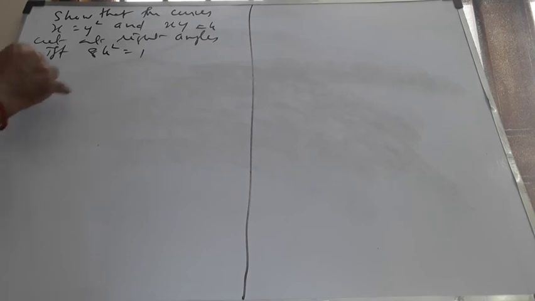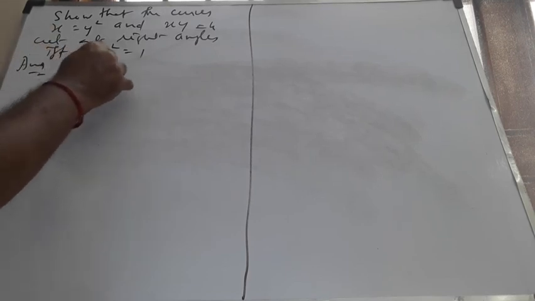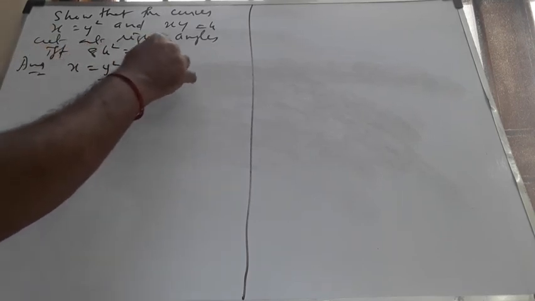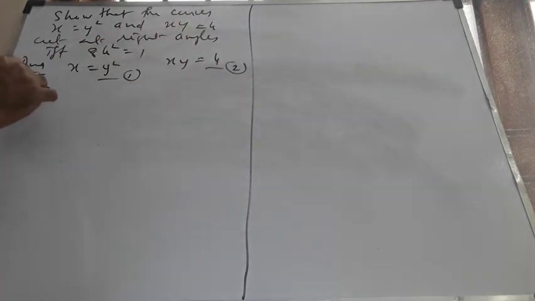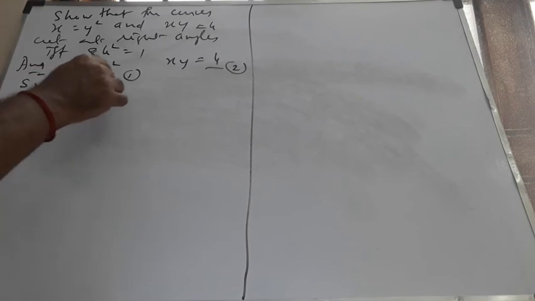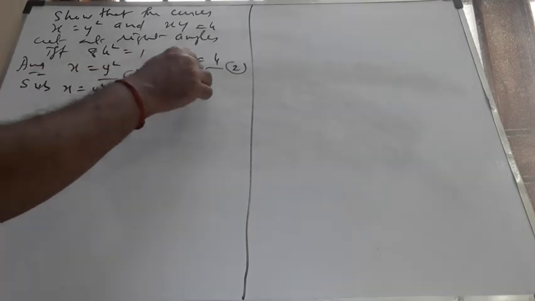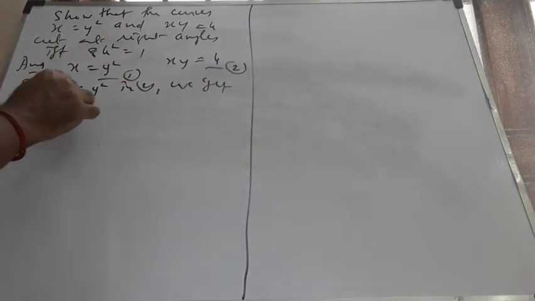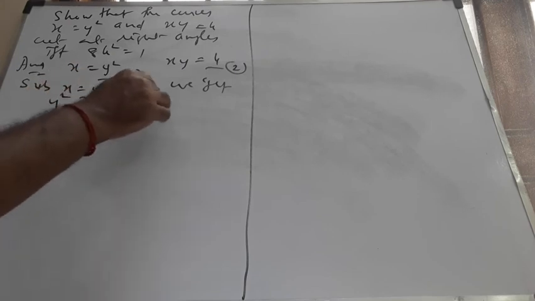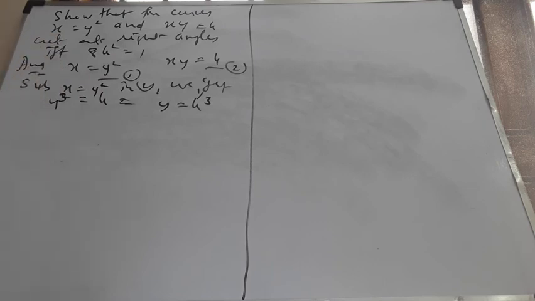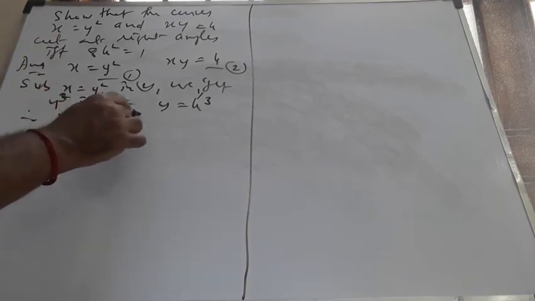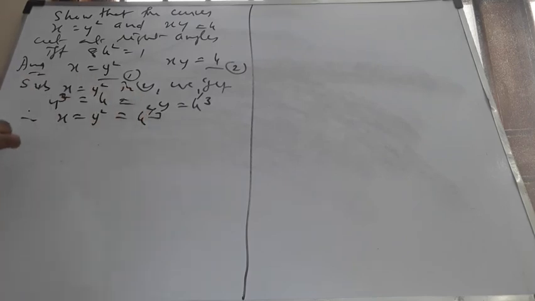Just listen carefully. Now I need to think about the point of intersection. xy is equal to k, this is the second equation. Substitute x equal to y square into it. What do I get? I get y cube equal to k, so y is k power 1 by 3. Therefore x is y square, k power 2 by 3.